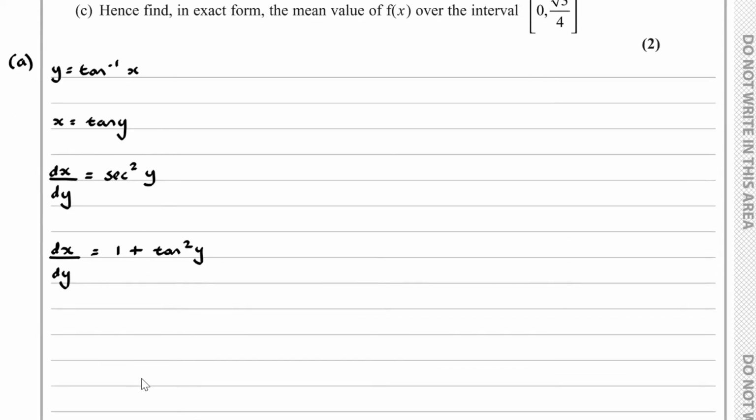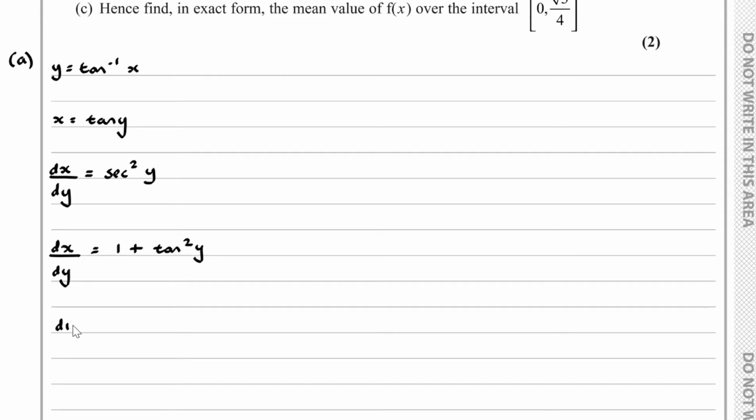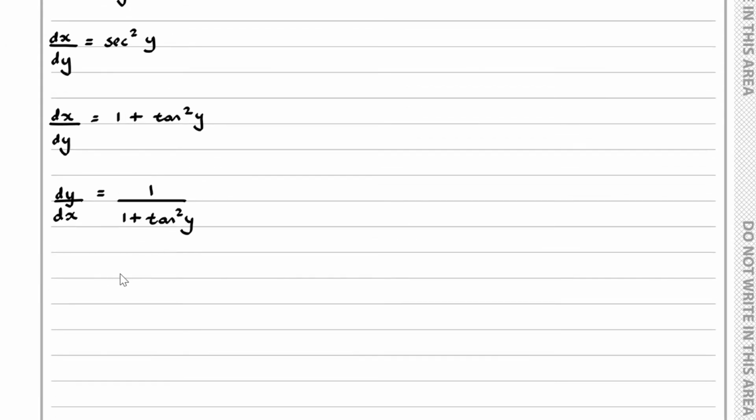And therefore, dy over dx, that's equal to 1 over 1 plus tan squared y. And we know that x is equal to tan y, so therefore tan squared y is equal to x squared, so therefore dy over dx, that's equal to 1 over 1 plus x squared, as required.